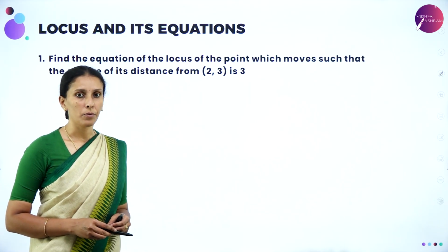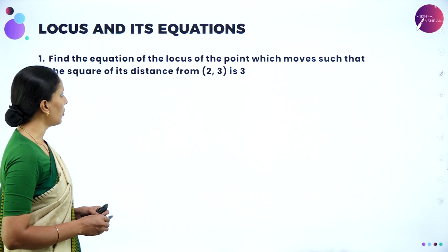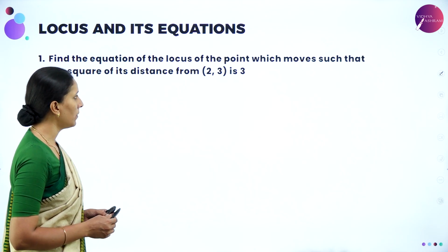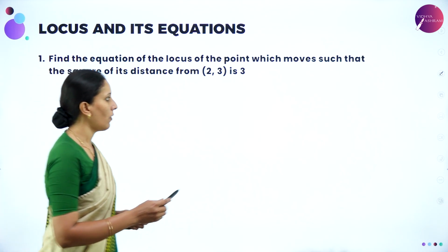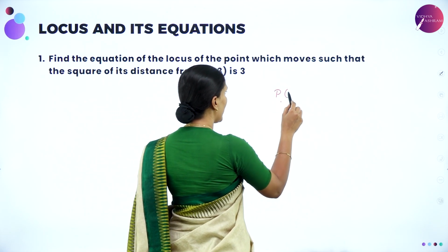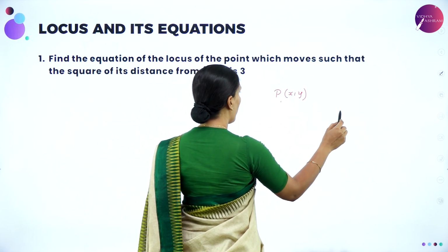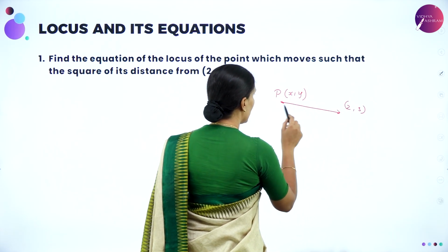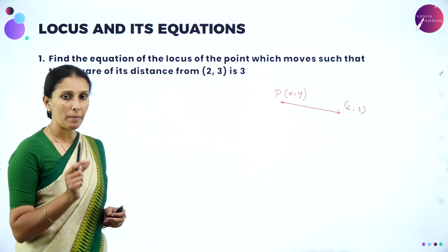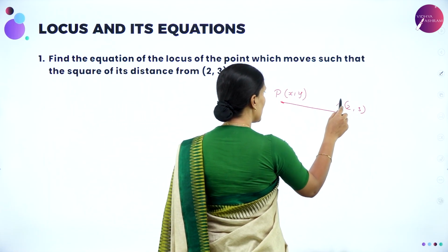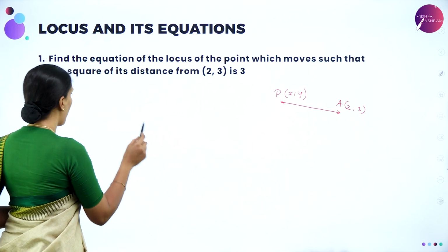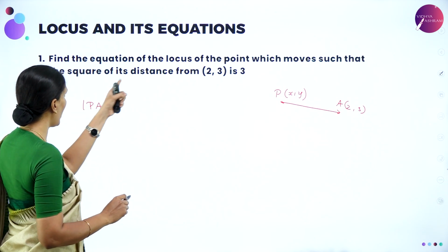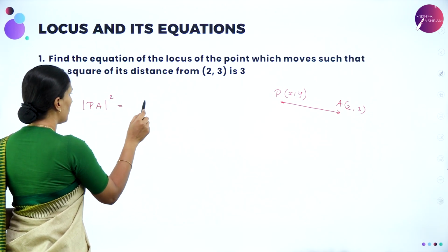Now let us take a few problems. Find the equation of the locus of a point which moves such that the square of its distance from (2, 3) is 3. Now let P be a point (x, y) and we have a point here which is (2, 3). So the square of its distance is equal to 3. From the distance formula, if I consider this as point A, the distance PA is written under the modulus and they have given the square of the distance is equal to 3.